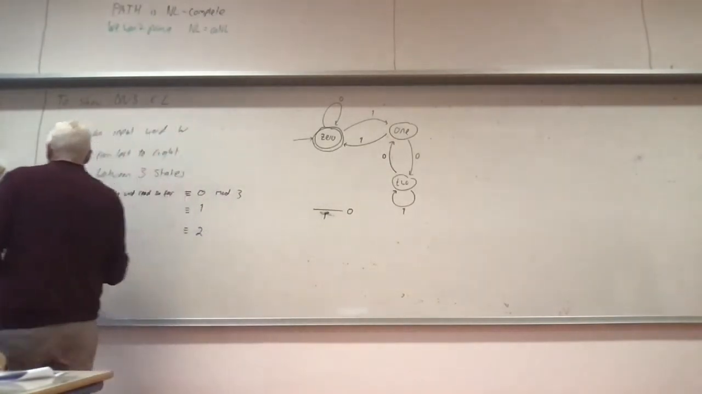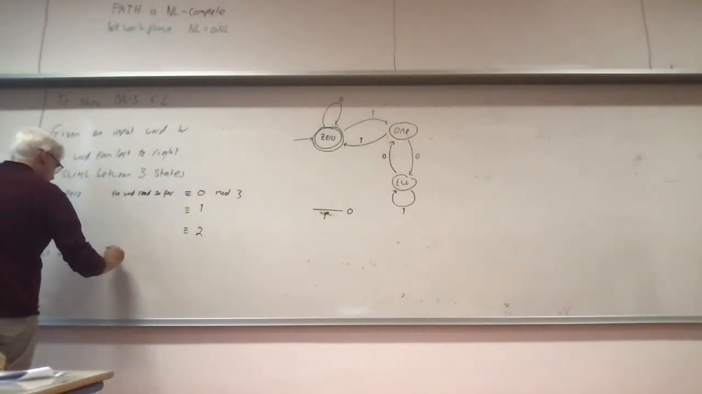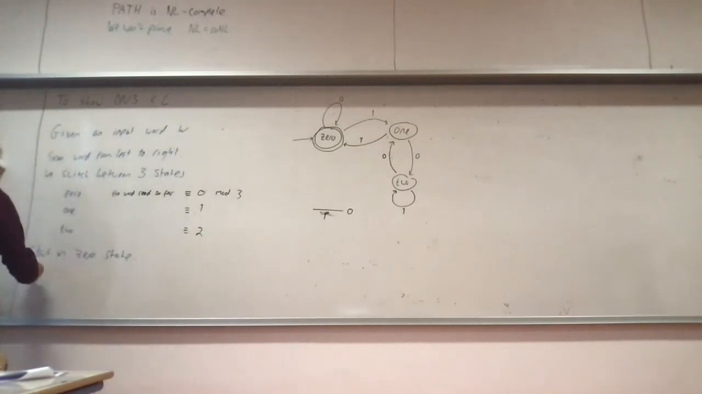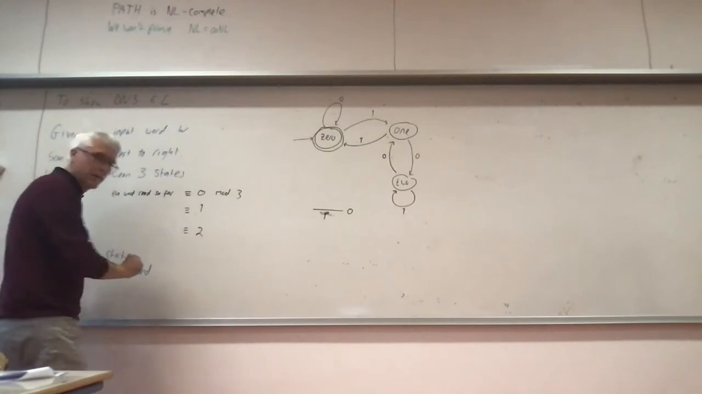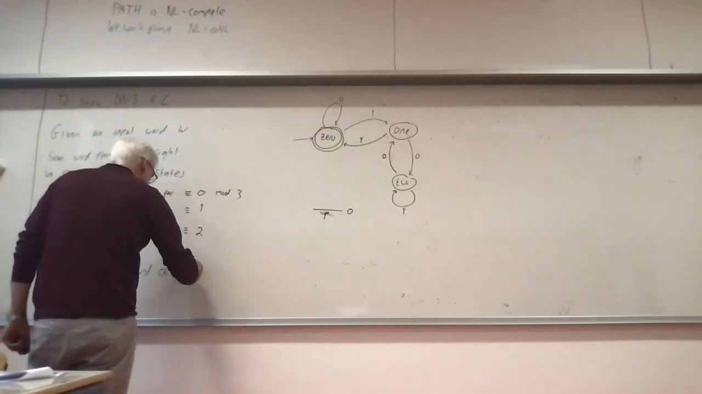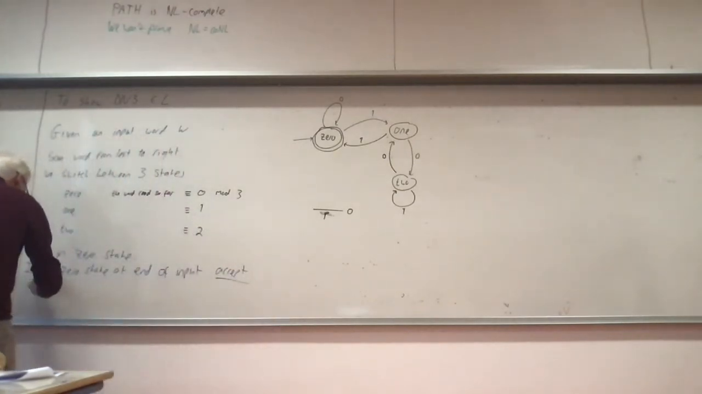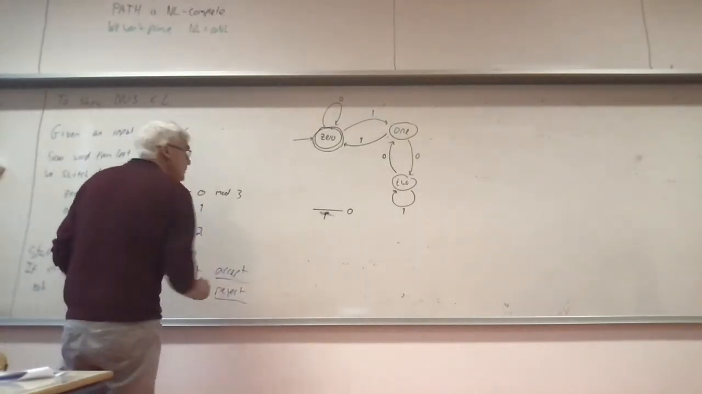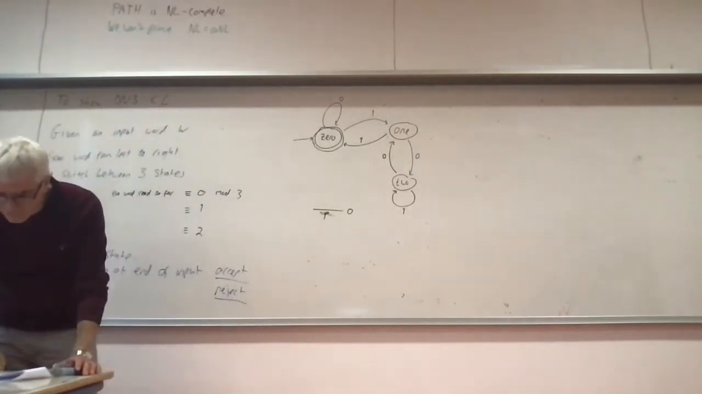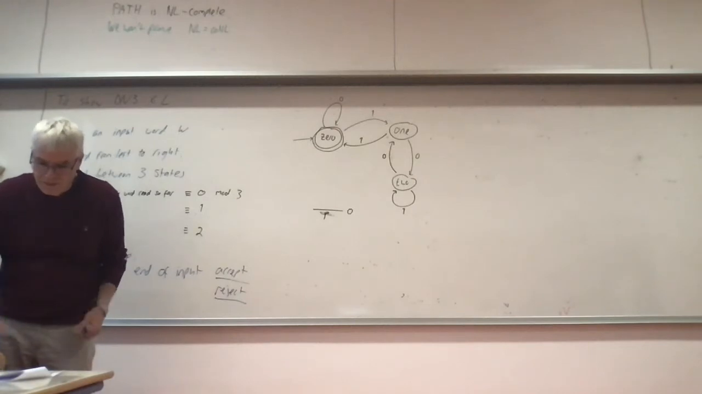Well, let me just start in 0 state. If in 0 state at end of input, we accept. If not in 0 state at end of input, then reject. Okay, so anyway, that's very simple, but at least it's something in deterministic logarithmic space.